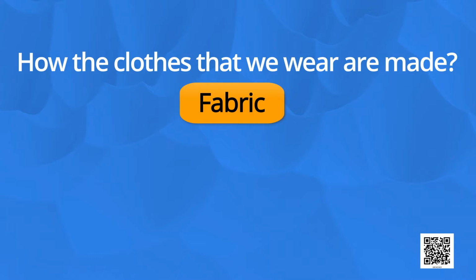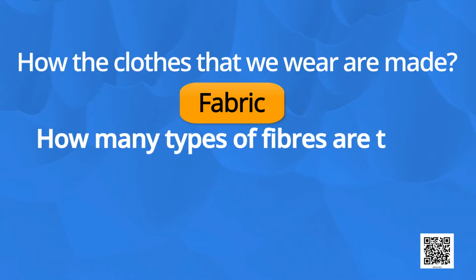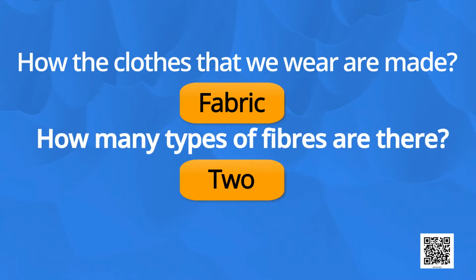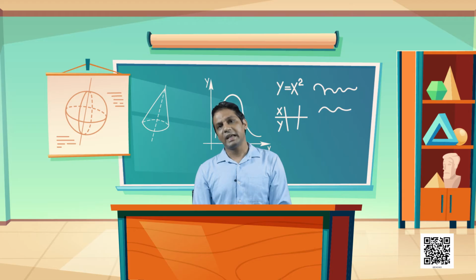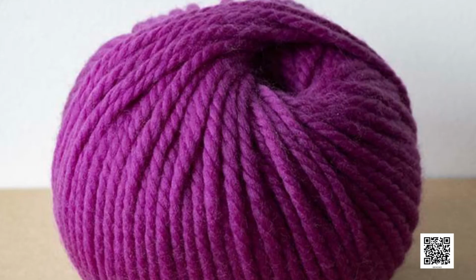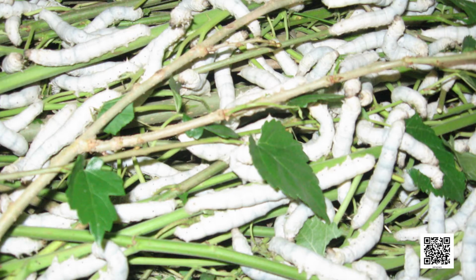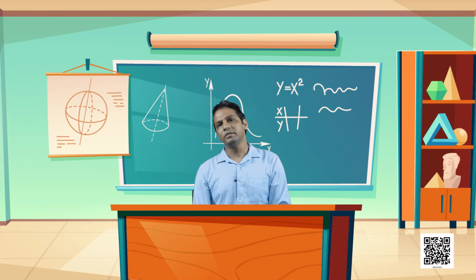Now the next question, how many types of fibers are there? So answer is right. There are two types of fibers, natural fibers and artificial or means synthetic fibers. Students, can you name some of the natural fibers? Yes, the answer is right. Wool, cotton, jute and silk. So students, you already know about the natural fibers.